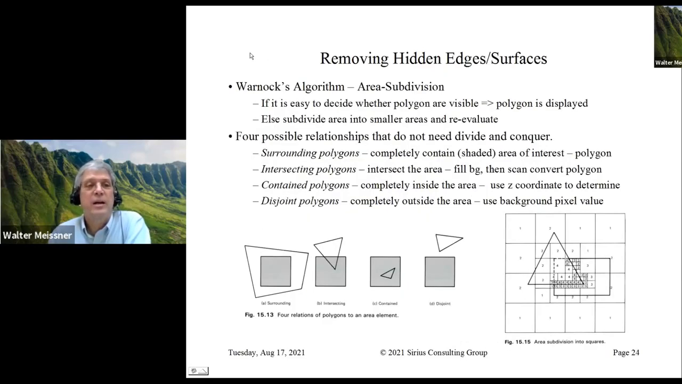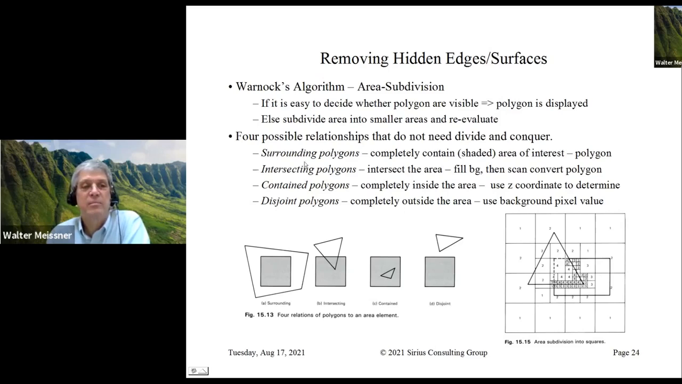Since I mentioned the Warnock algorithm in the beginning, this is another way of doing it. Basically, it's easy to decide if a polygon is visible or not, because if it is visible, just display the polygon. If it's not able to decide it, just subdivide the area into smaller and smaller areas and reevaluate. So there's 4 possible relationships that do not need divide and conquer. The left is a surrounding one, so it's completely shaded, just fill in the polygon color.